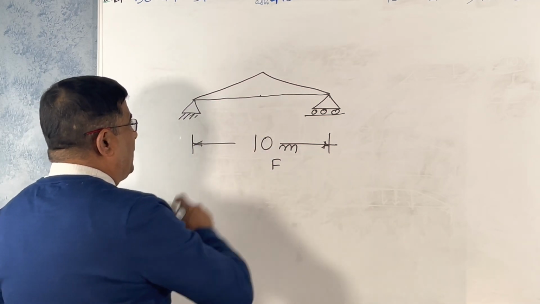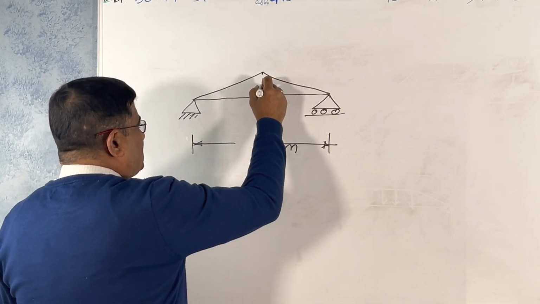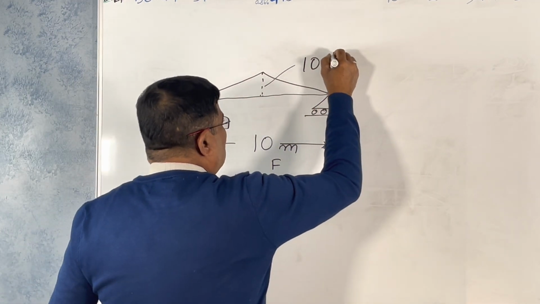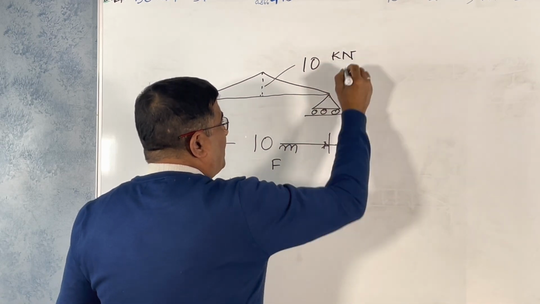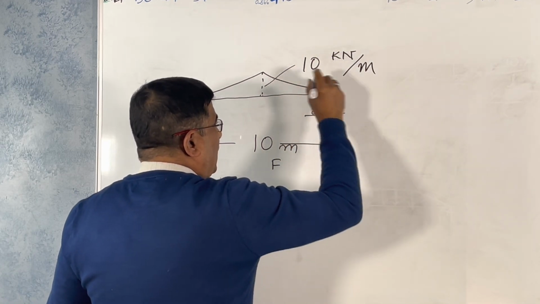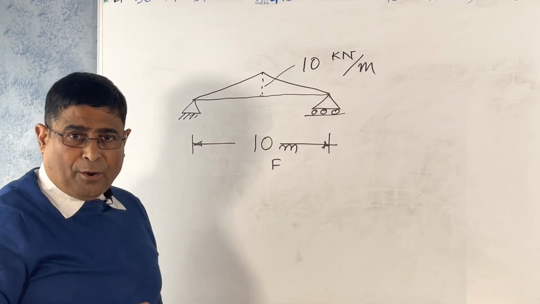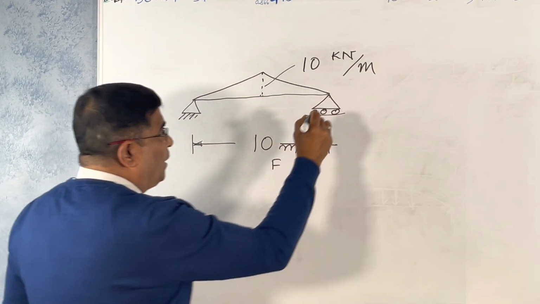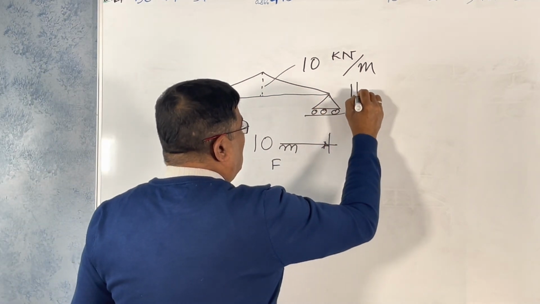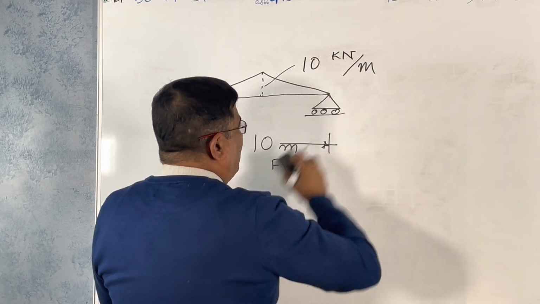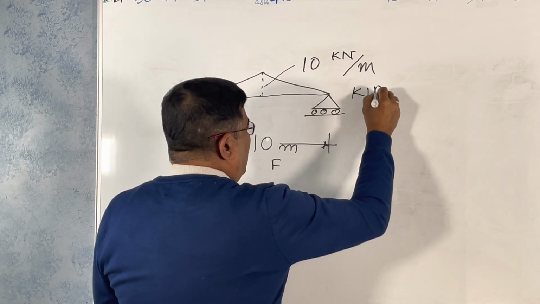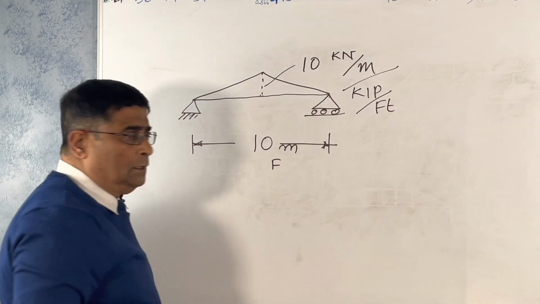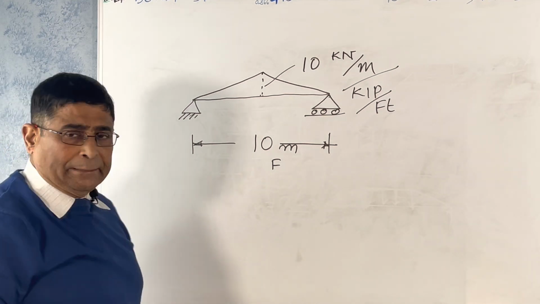So now here we consider the maximum is, say, again 10. You can consider kilonewton per meter at the maximum. This is the intensity at the midpoint. It decreases this way and this way. Or in pounds, you can say kip per feet. Kip means kilo pound. Unit is different, but number is same.